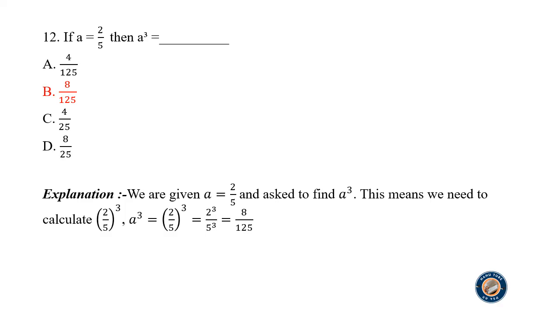We are given a is equal to 2 over 5 and asked to find a cubed. This means to calculate 2 over 5, the whole cubed. A cubed is equal to 2 over 5 the whole cubed, which is equal to 2 cubed over 5 cubed, which is equal to 8 over 125.